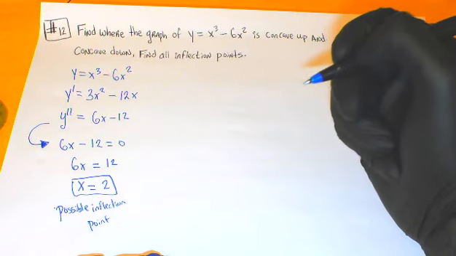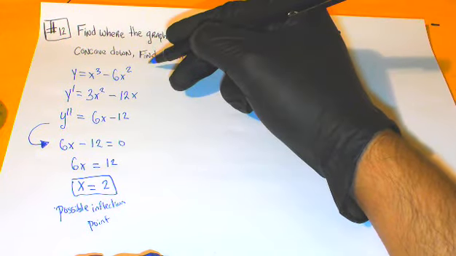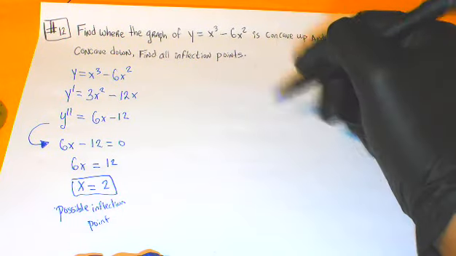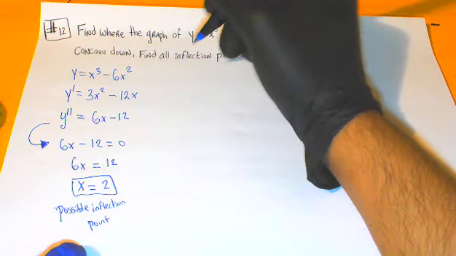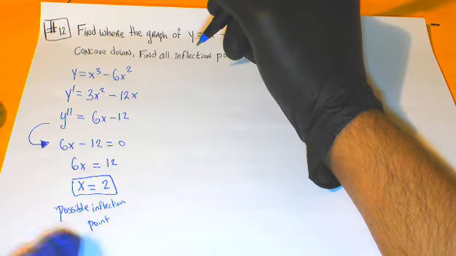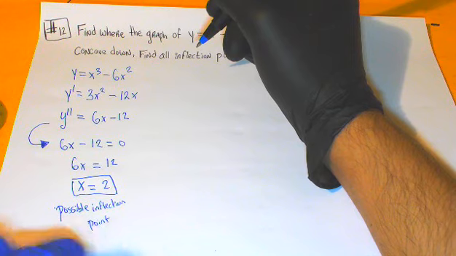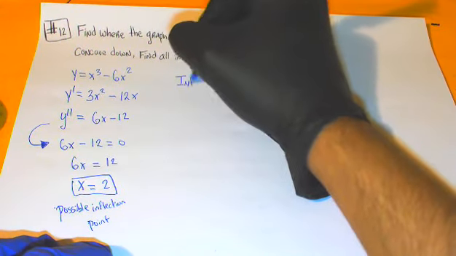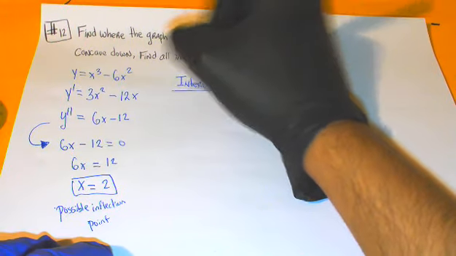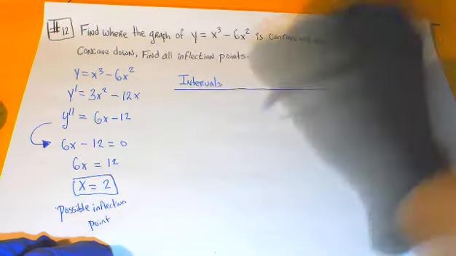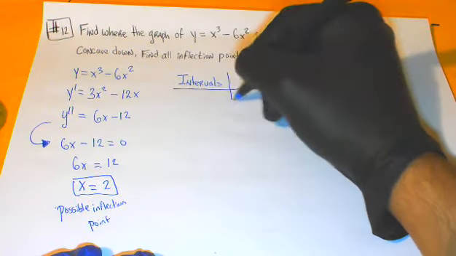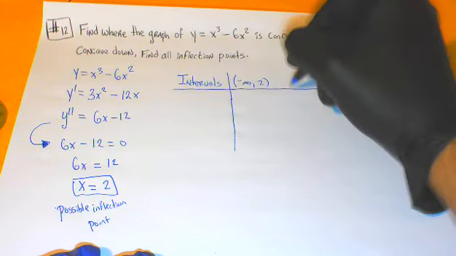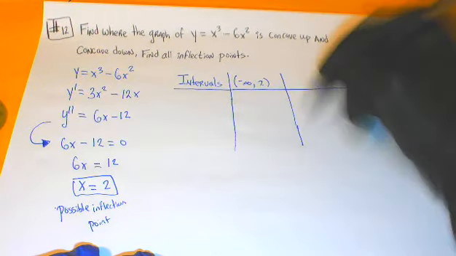So here's where we create our table. Just a recap: we found the first and second derivative, set the second derivative equal to 0, and now we create our table. Since I have one possible inflection point, that tells me I'm going to have 2 intervals. So it's going to be from negative infinity to 2, and then from 2 to infinity.